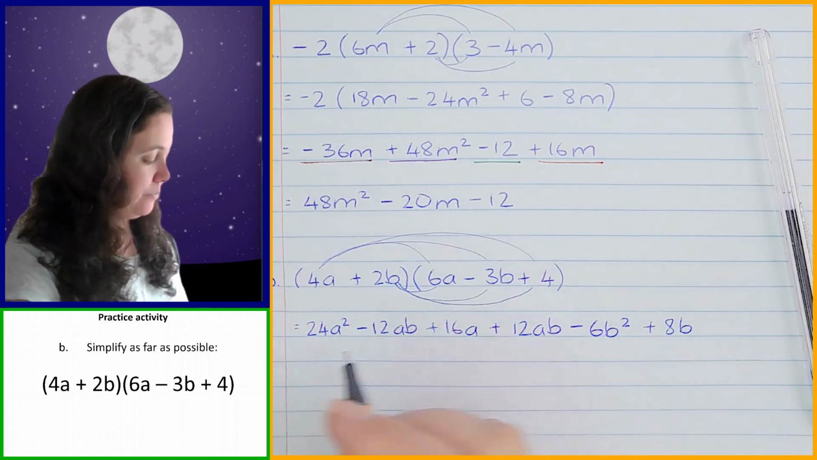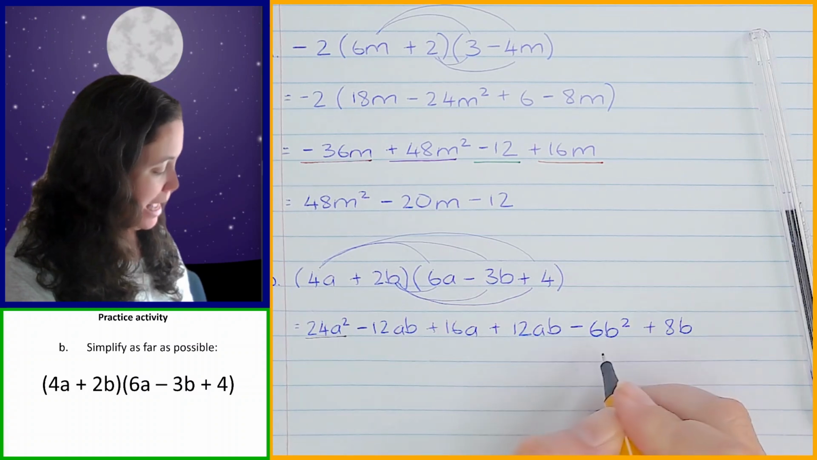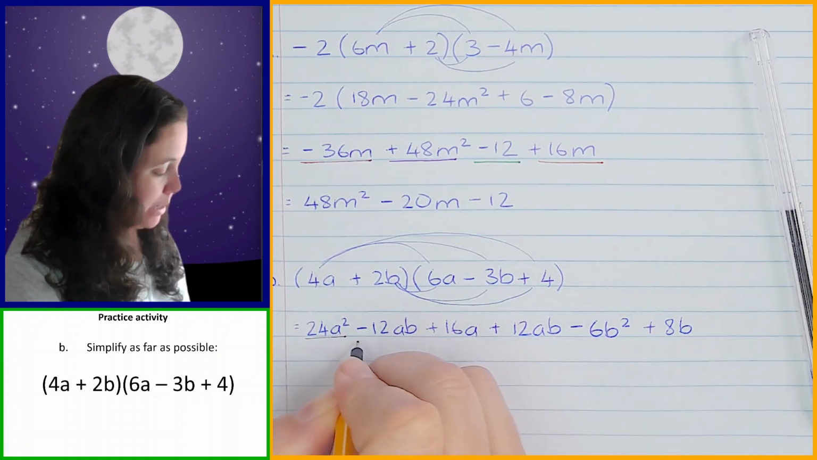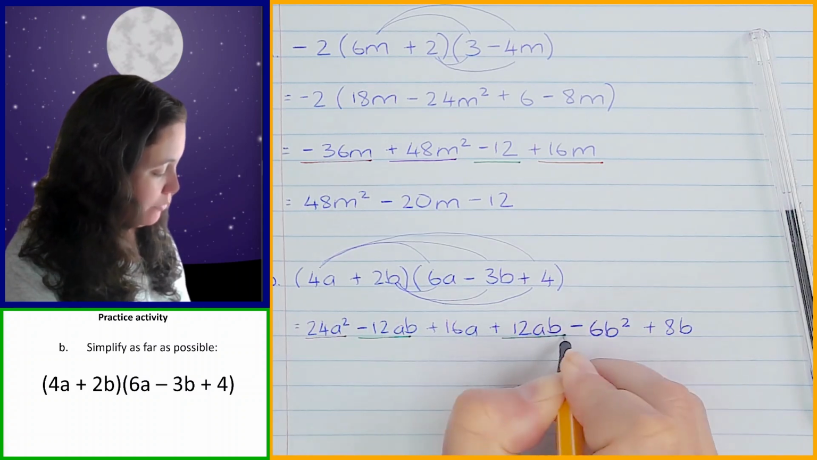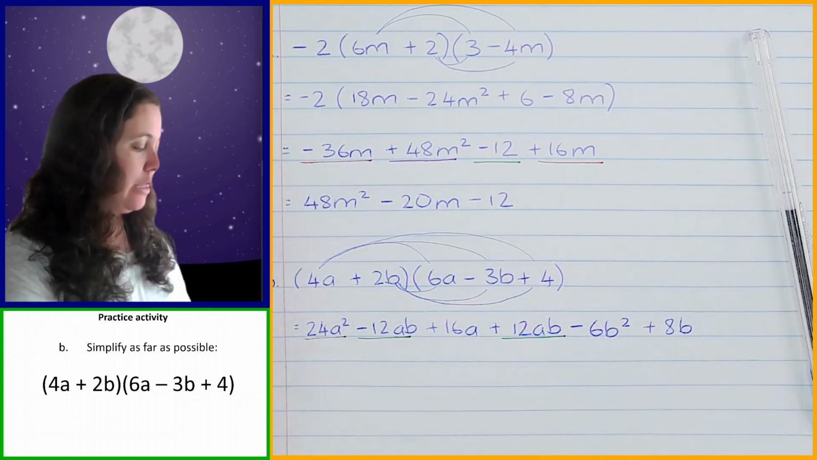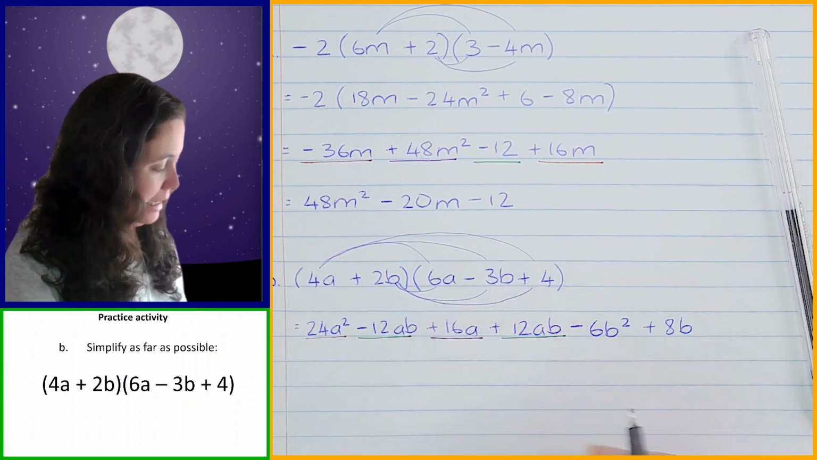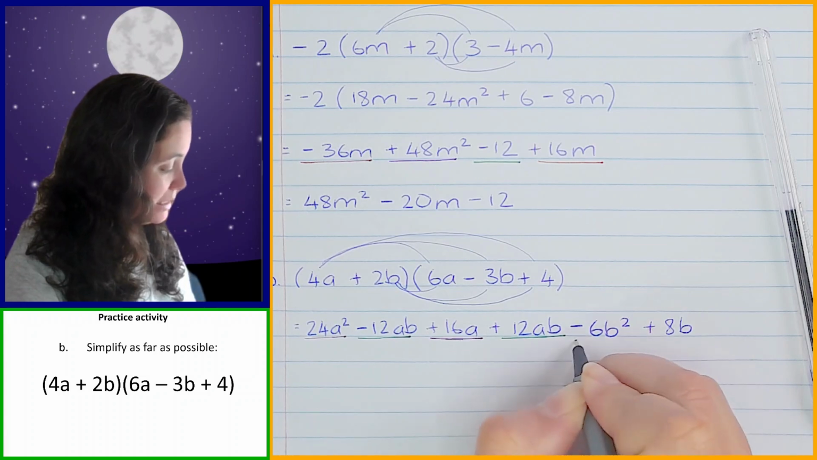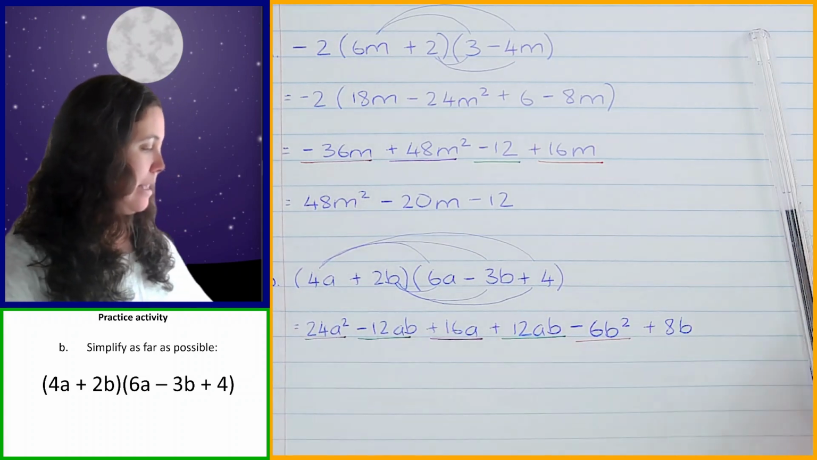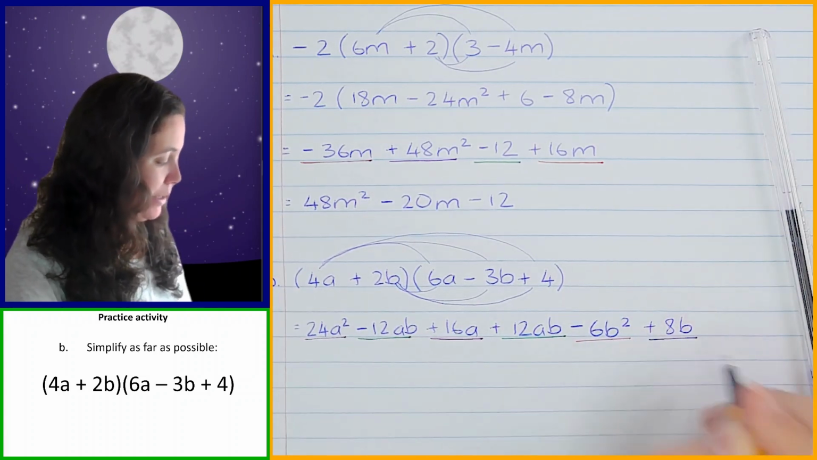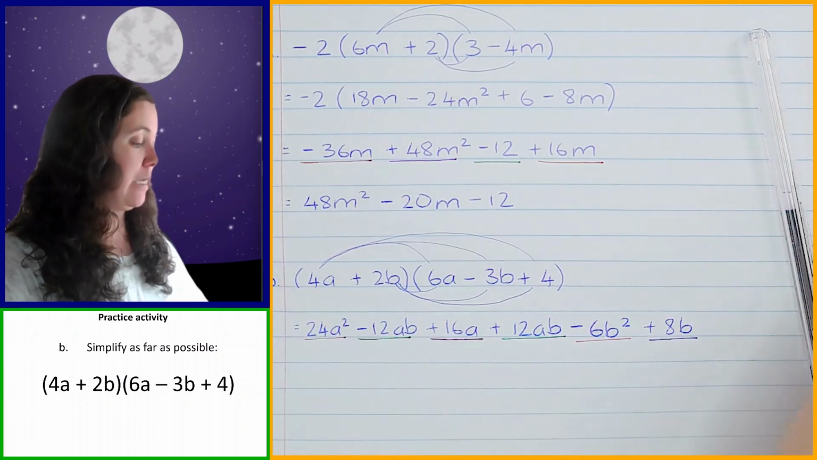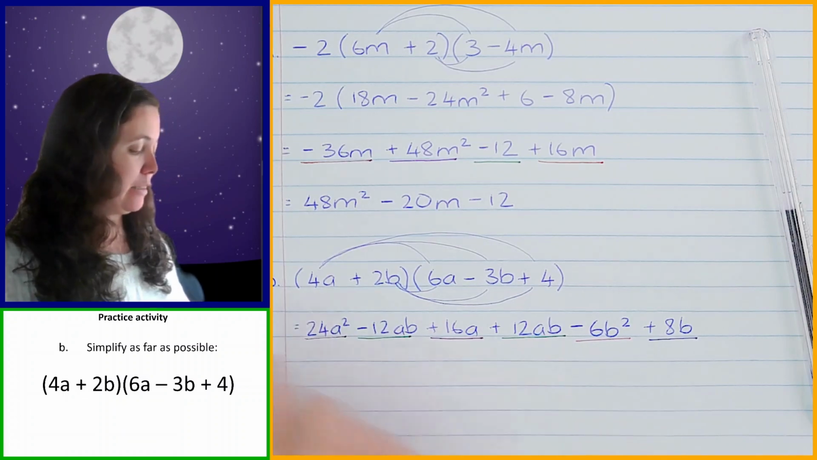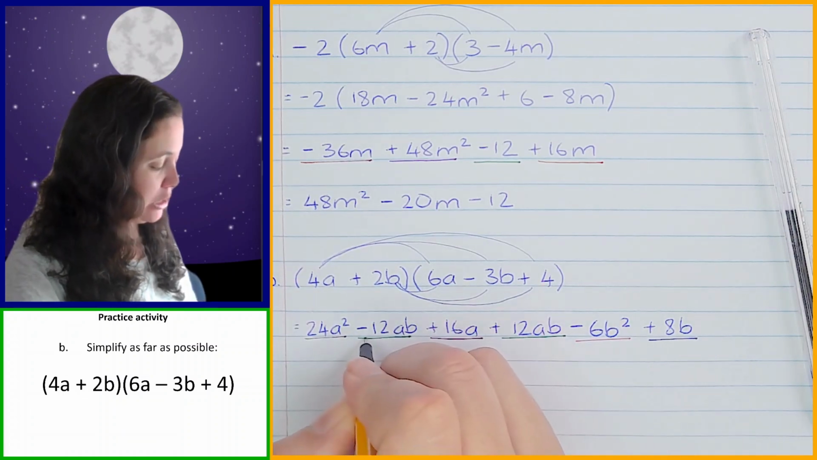So I've got over here 24a squared, and there's nothing else that goes with that. I've got over here minus 12ab and plus 12ab. Then I've got plus 16a, and I've got plus or minus 6b squared, and I've got over here plus 8b. Okay, so there aren't very many like terms here at all. But what I do see is that I've got this negative 12ab and the positive 12ab. Those are going to cancel each other out.